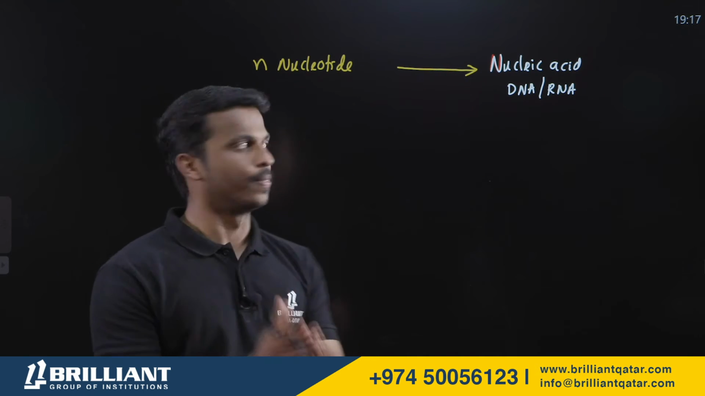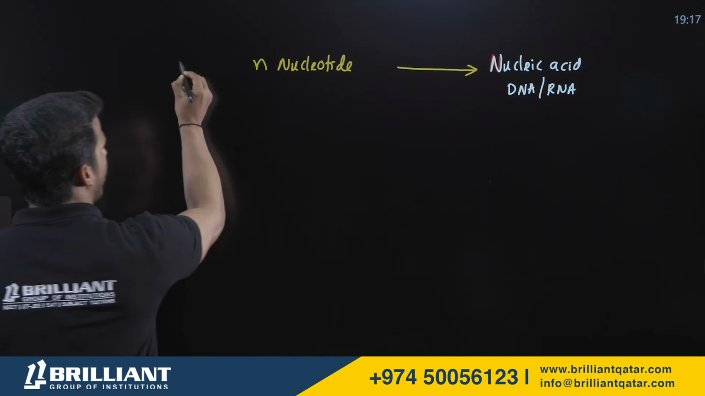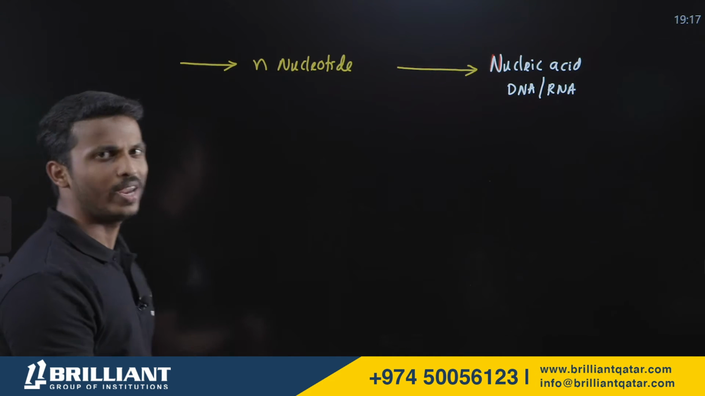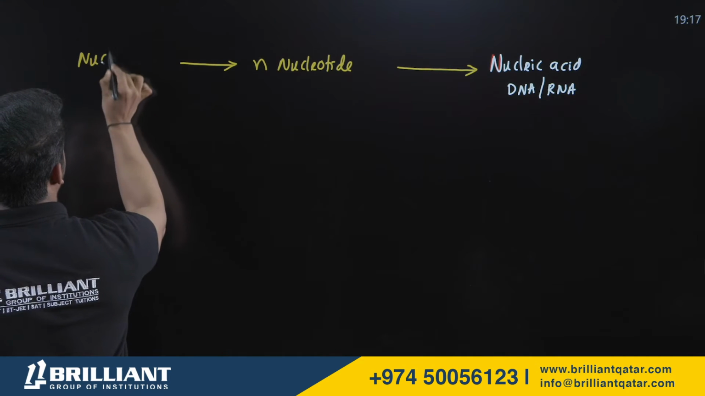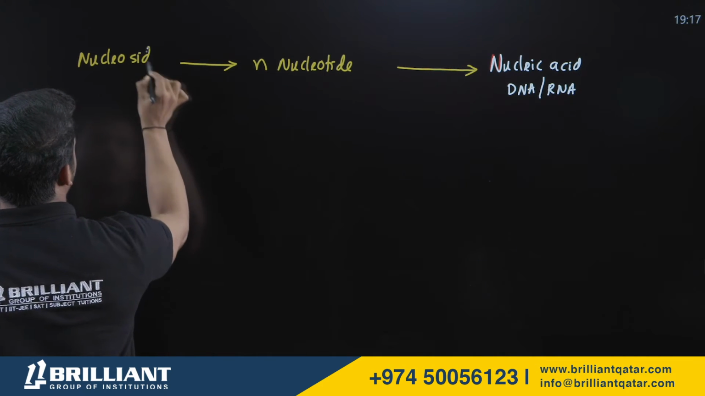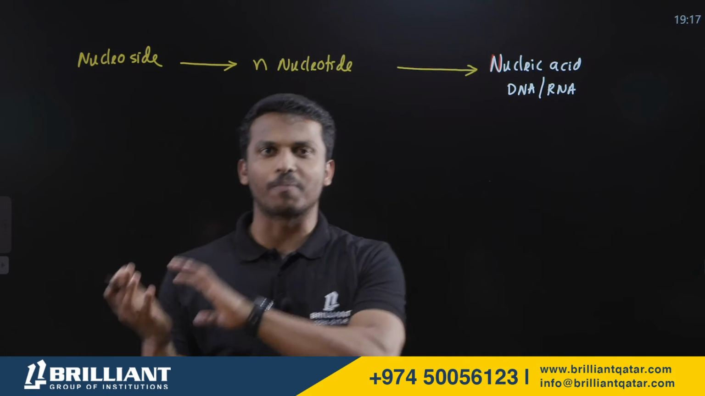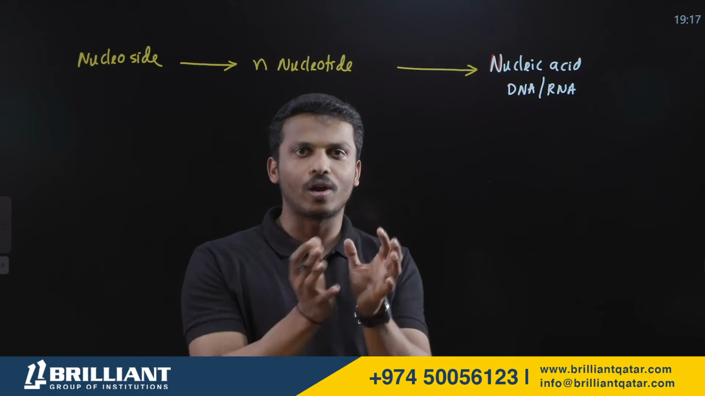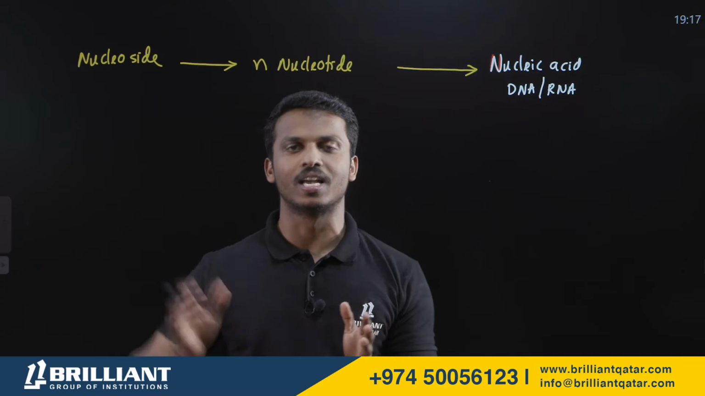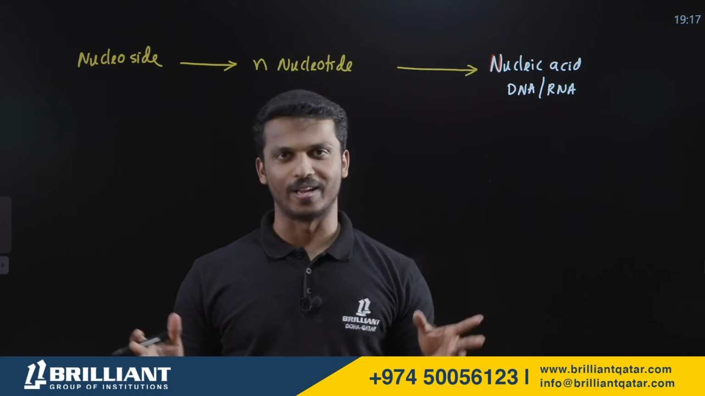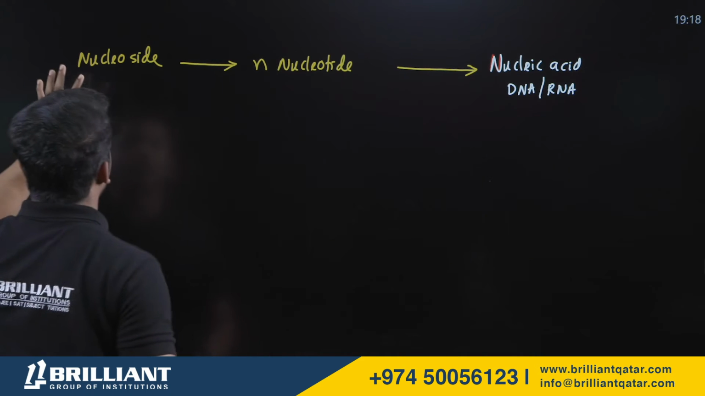Right? So we can prepare. How can we prepare nucleotide? Dear student, if you want nucleotide, we need the nucleoside. From nucleoside you can prepare nucleotide. From nucleotide you can prepare nucleic acid. This is the combination. Now let us discuss what these three components are. So let me discuss the initial compound, nucleoside.